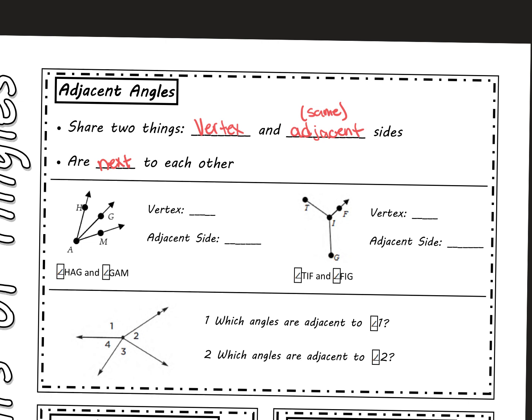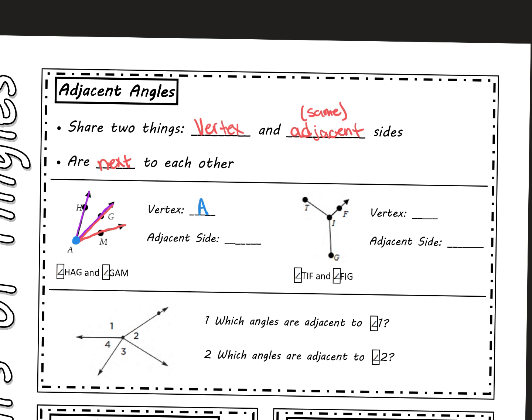Alrighty, y'all. Moving on to the second part, it is talking about angle HAG. So we are looking at this angle right here in purple, HAG. And then we are looking at GAM, which is going to be right here. We are asking some questions over here. It says, what vertex do both of these angles have? And y'all, the vertex is going to be right here where they both come to a precipice. And that is going to be at A.